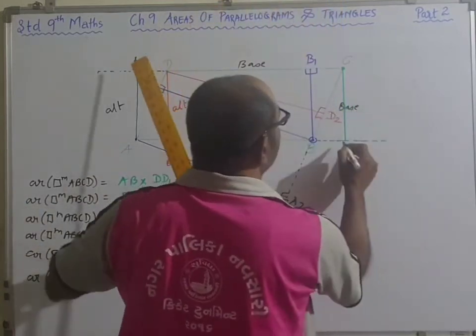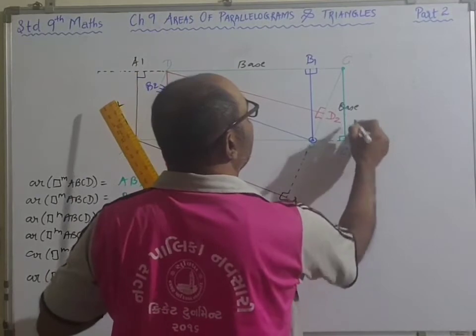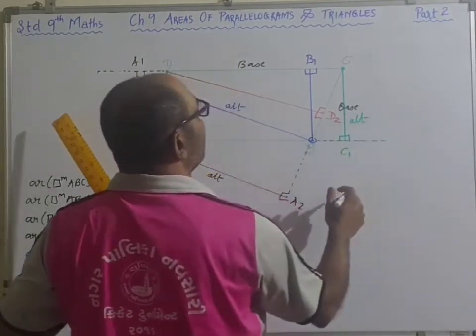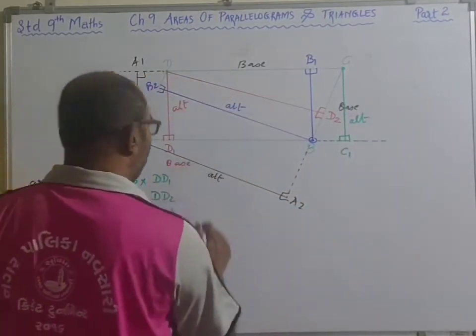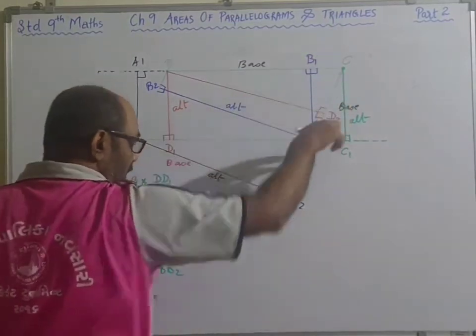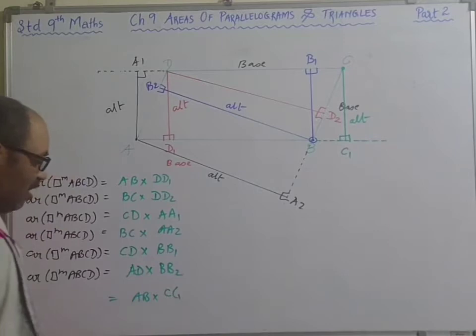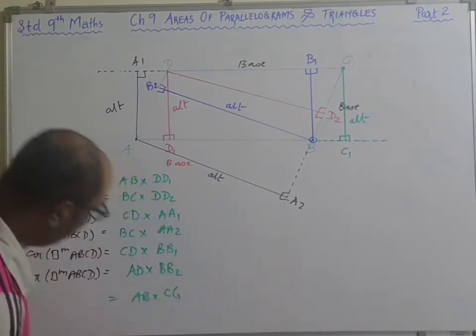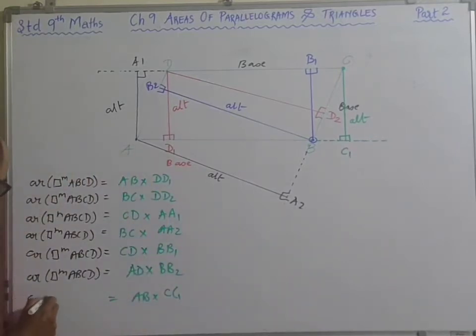That is the altitude. Let me say CC1. This altitude corresponds to base AB. So base AB into corresponding altitude CC1 will be the area of parallelogram ABCD. One more we are going to get.